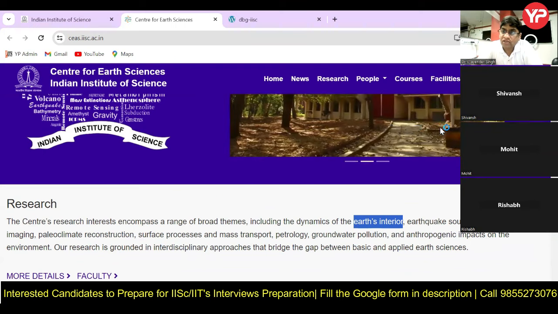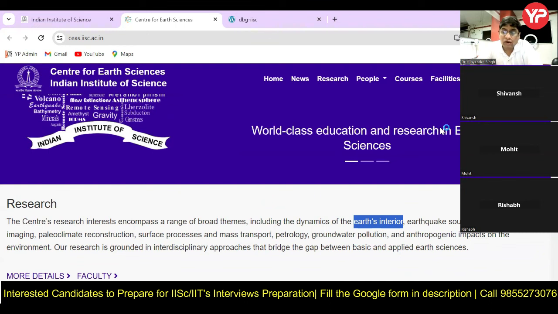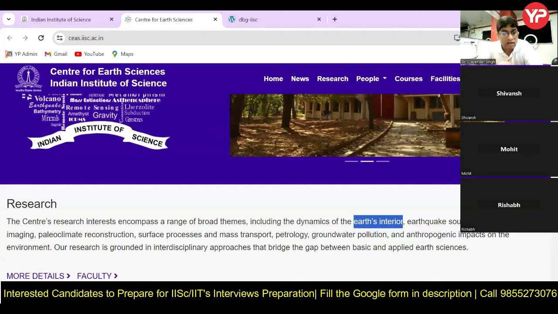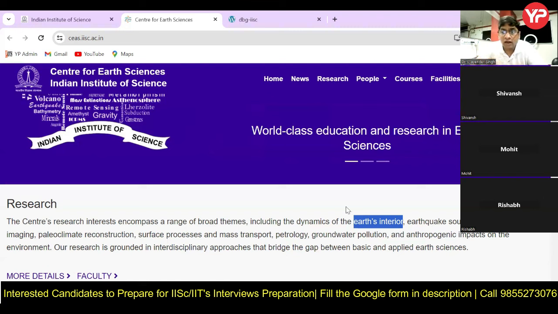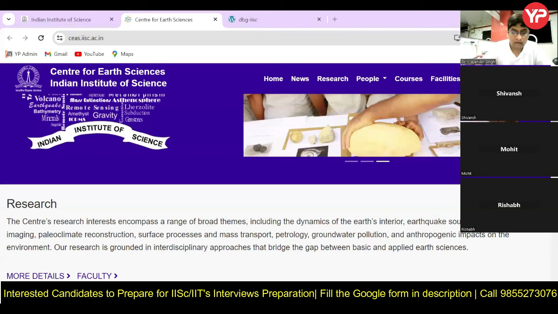Can you tell me the scales on which earthquakes are measured? What do you mean by seismic scale? What scale is this? What kind of waves do we have? These seismic waves are what kind of waves? So earthquakes, Earth's interior, imaging, ground pollution, anthropogenic impact on the environment. The moment you type anthropogenic impact on the environment on the internet, you get a lot of information about that impact.